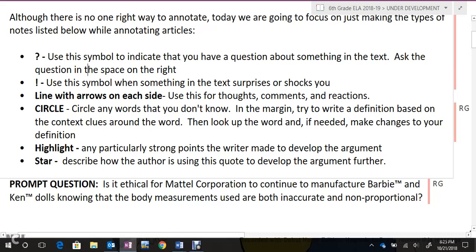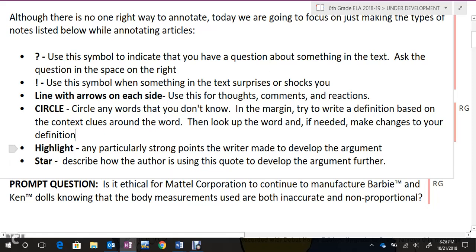Circle is for words that you don't know. You'll write a definition based on the context clues around the word, then look up the word, and if needed, make changes to your definition. You may also write why the author used that word in particular. And I'll show you an example of that in just a second.